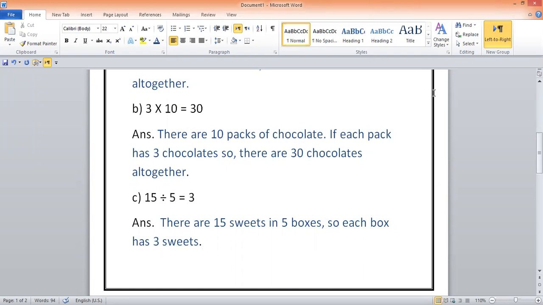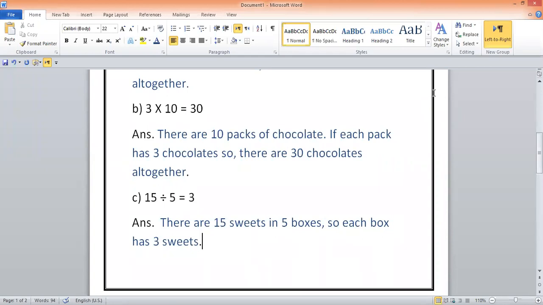Emma Jibril is saying there are 60 chocolates in 10 packs. So each pack has 6 chocolates. Very good, Emma Jibril. Exactly, very good. Guys, anyone? Any other?